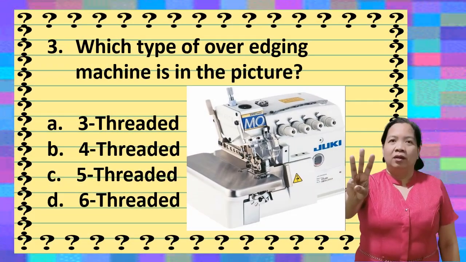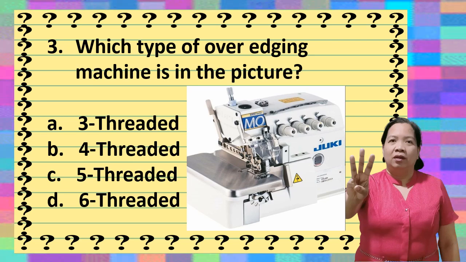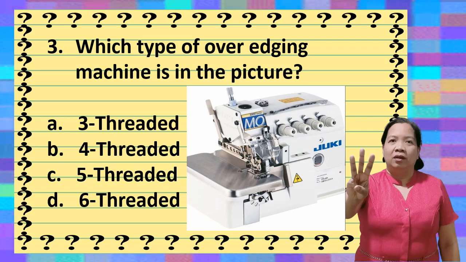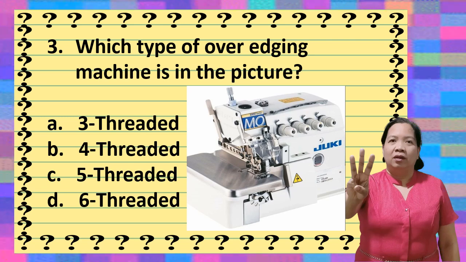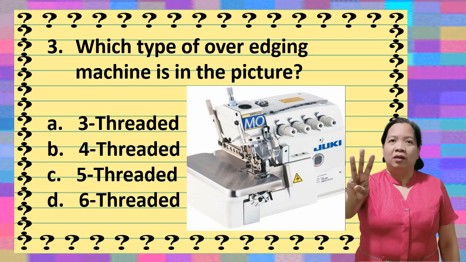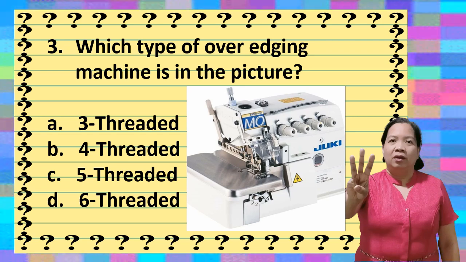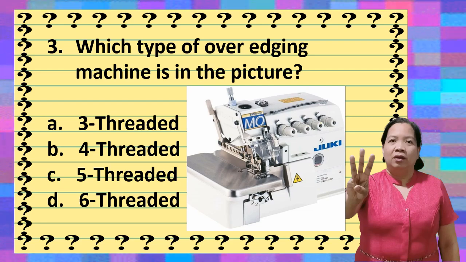Number 3. Which type of over-edging machine is in the picture? Letter A, 3-threaded. Letter B, 4-threaded. Letter C, 5-threaded. And letter D, 6-threaded. What is the answer?